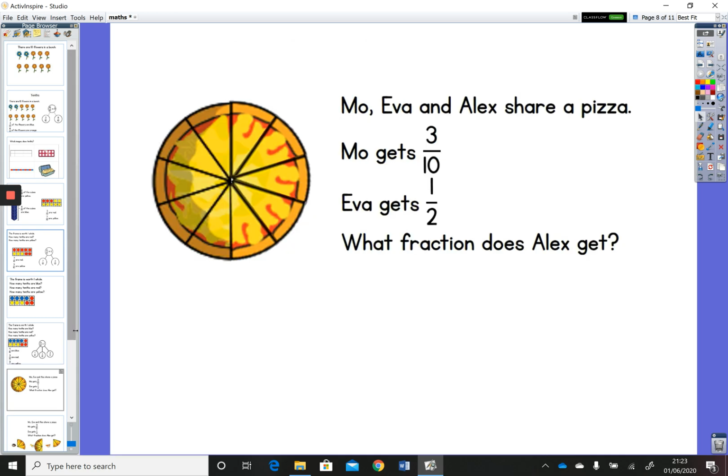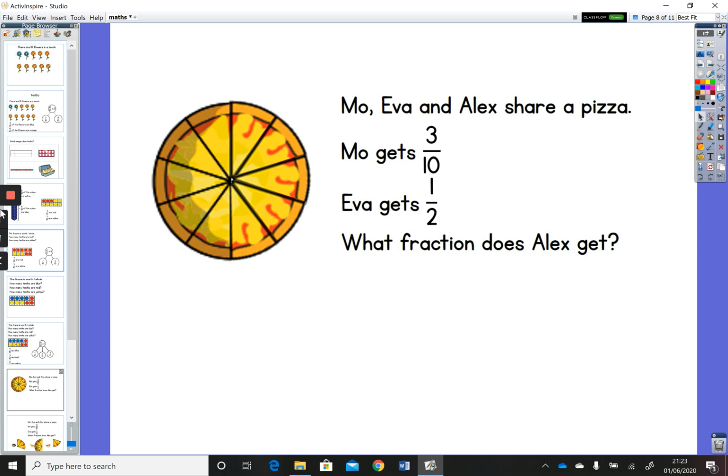So let's keep going. So sometimes I'm going to ask you some problems, and when you get to your Power Maths books, there will be some word problems in there. So let's have a look at this one together. Mo, Eva, and Alex share a pizza. Mo gets 3/10. Eva gets a half. What fraction does Alex get? So have another think about it. Mo gets 3/10. Eva gets a half. What fraction does Alex get?